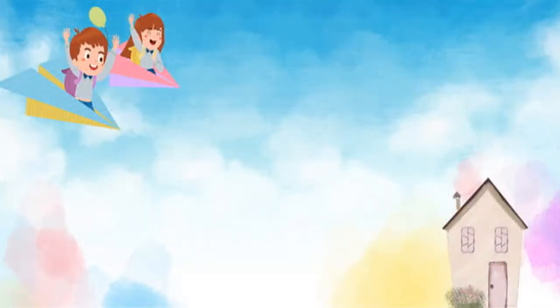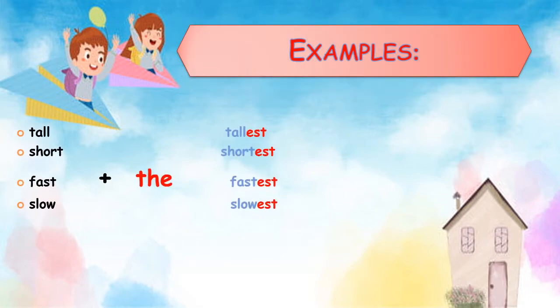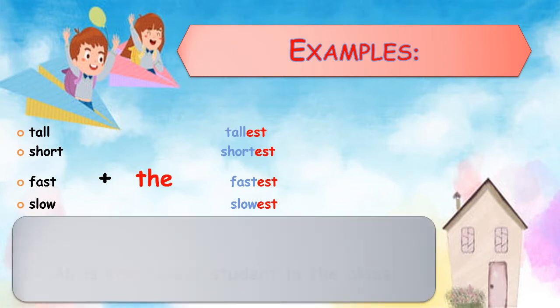So first, let's start with our examples. So, tall will be the tallest. Short, the shortest. Fast, the fastest. Slow, the slowest. As you can see here, the plus the adjective plus est. Okay? Let's move to our examples.